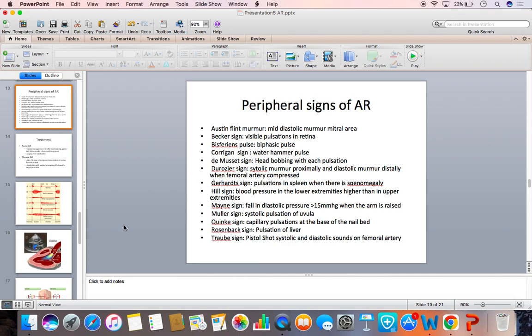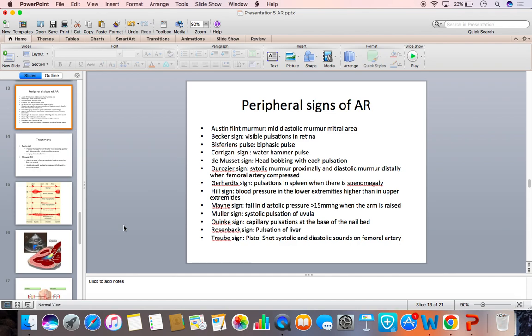appreciated over the femorals proximal to the compression, and a diastolic murmur distal to the compression of the femoral artery. Gerhardt's sign, pulsation in the spleen when there is splenomegaly. Hill's sign, blood pressure in the lower extremities higher than the upper extremities. Mayne's sign, fall in diastolic pressure of more than 15 mmHg when the arm is elevated. Müller's sign, systolic pulsation of the uvula.